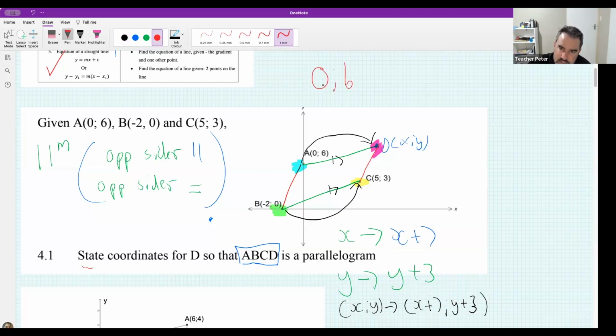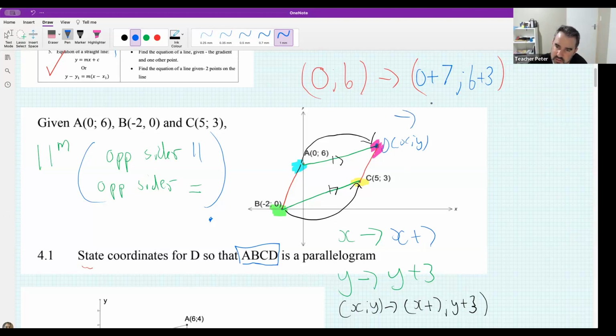The blue point is (0, 6). I want it to go on the same journey that the green went to go to the yellow. So I'm going to say 0 plus what? What am I going to add to the 0 to make it go on the same journey that this one did to go here? I'm going to add 7. Yes, perfect. Now, for the 6 to go on the same journey, I need to add 3.